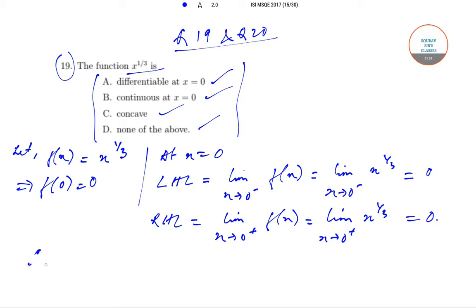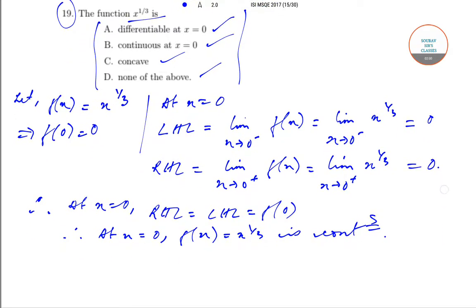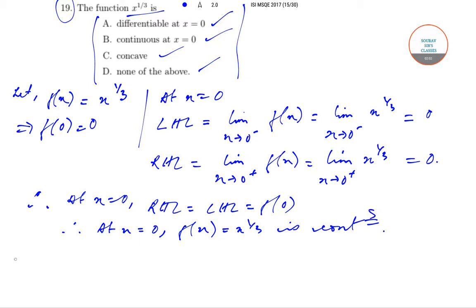Therefore, at x equal to 0, right hand limit is equal to left hand limit is equal to f of 0. Therefore, at x equal to 0, f of x equal to x to the power 1 by 3 is continuous. So this is what we found out. Now we have to check out for differentiability.